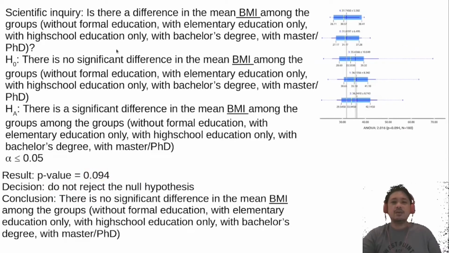Next, is there a difference in the mean BMI among the groups? You can see here groups 3, 1, and 2 have very neat and almost overlapping average body mass index. Groups 4 and 0 have a lower average BMI. The p-value that we got is 0.094. This is bigger than our alpha. We will not reject our null hypothesis. We can conclude that there is no significant difference in the mean BMI among the groups.